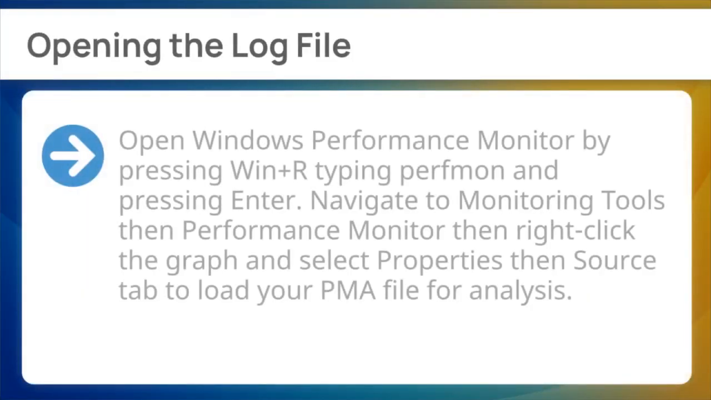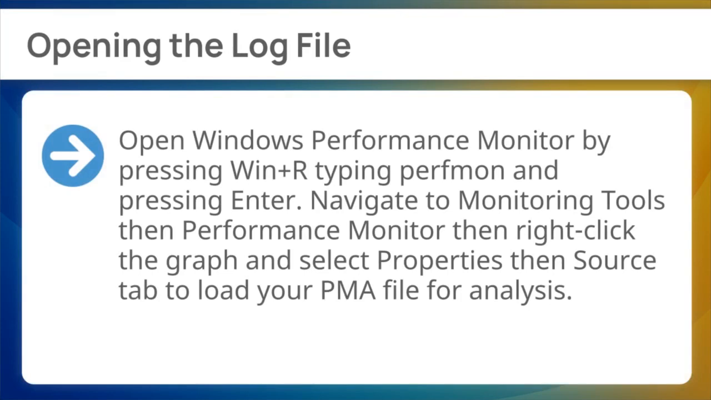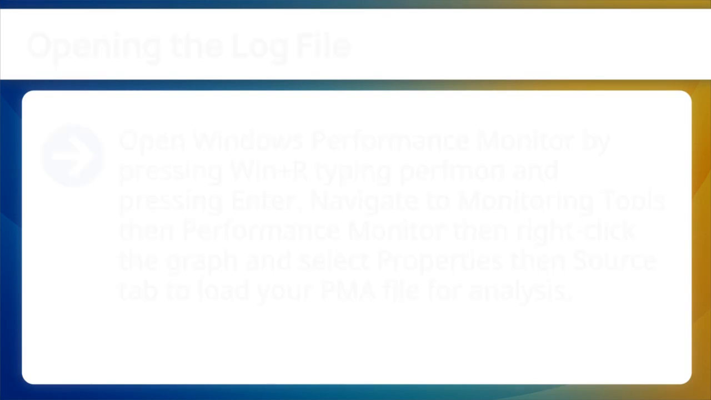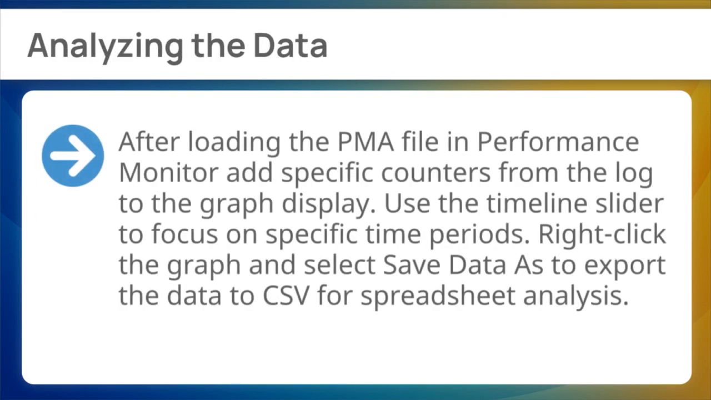First, opening the log file. Open Windows Performance Monitor by pressing Win+R, typing perfmon, and pressing Enter. Navigate to Monitoring Tools, then Performance Monitor, then right-click the graph and select Properties, then the Source tab to load your PMA file for analysis.